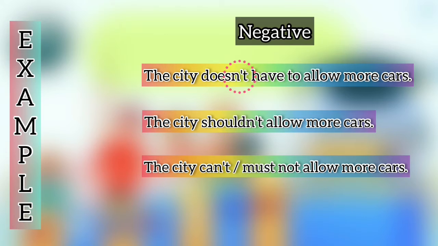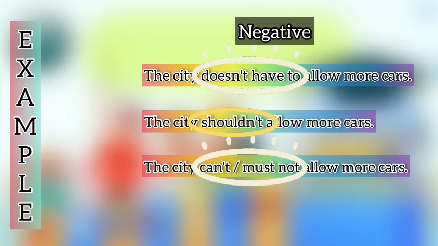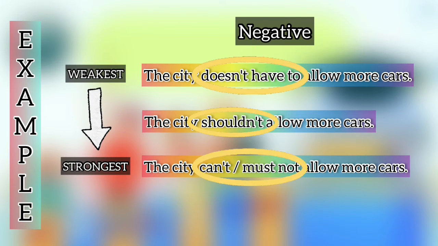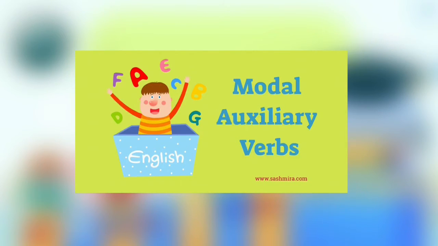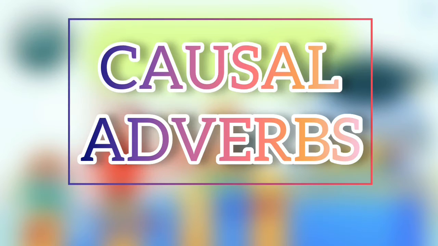In its negative form, you can see that not or the contraction of it is used, like doesn't have to, shouldn't, and can't or must not. The use of these modal auxiliaries illustrates weakest to strongest points, same as the affirmative. It's not only modal auxiliaries that are helpful in writing an opinion paragraph. We can also use causal adverbs.